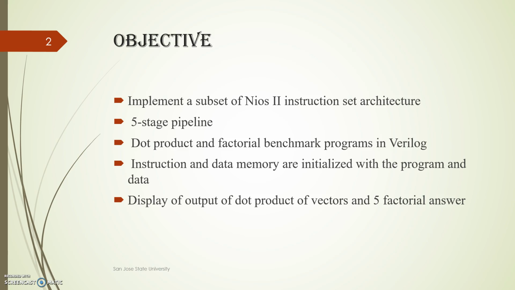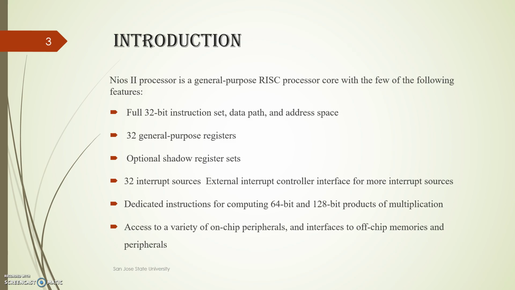What are the objectives of this project? Implementation of a subset of NEOS 2 instruction set architecture. 5-stage pipelining is used in this project. Dot product and factorial benchmark programs are implemented in Verilog. Instruction and data memory are initialized with the program and data in the test bench for the Verilog program. And finally, the output of the dot product of the two vectors is displayed, and the 5 factorial answer is displayed. Now let's see what exactly the features of the NEOS 2 processor are.